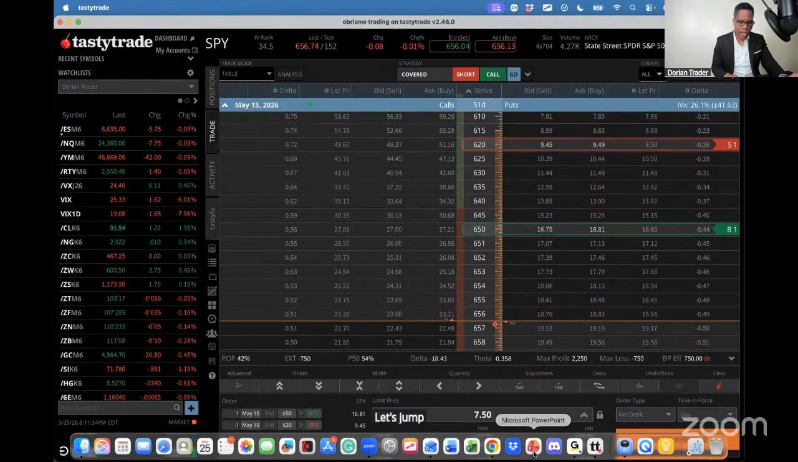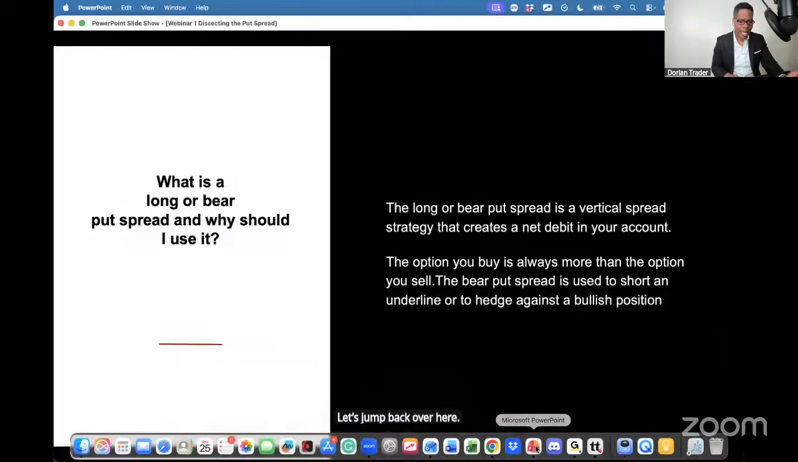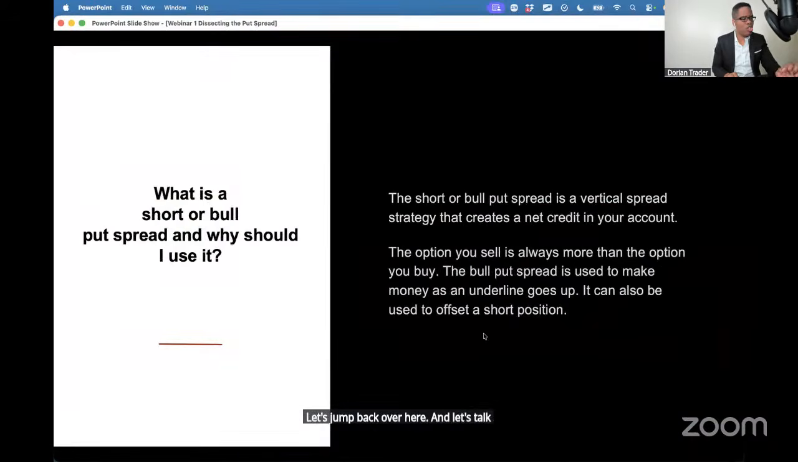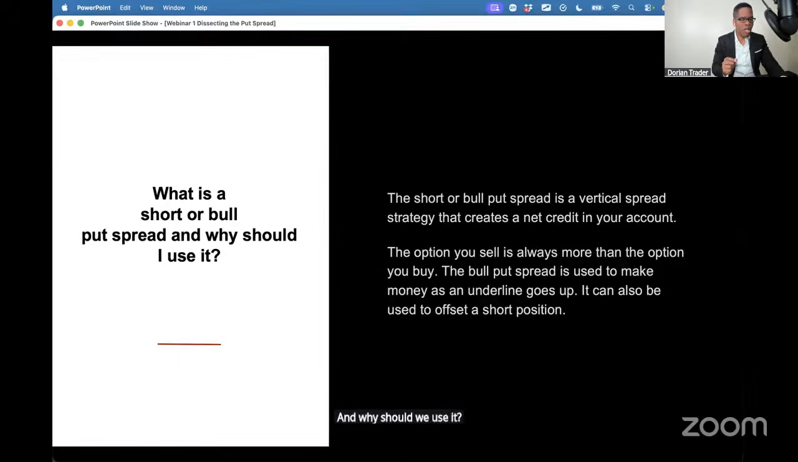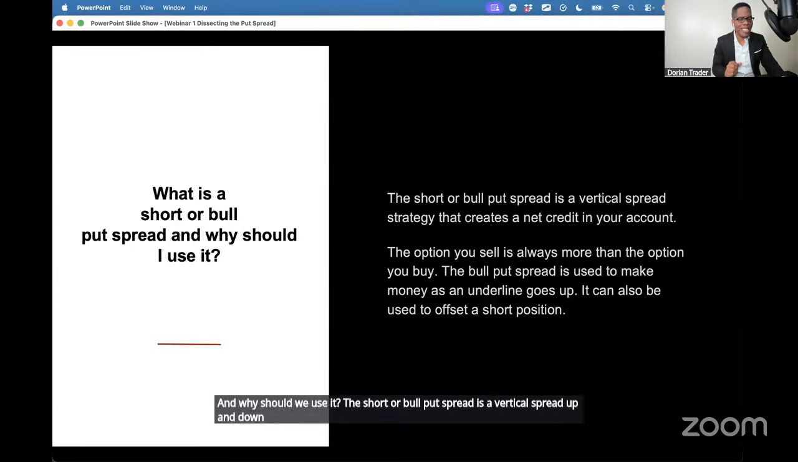Let's jump back over here and let's talk about what is a short. When you short, it's like selling it. What's a short or bull put spread, and why should we use it? The short or bull put spread is a vertical spread, up and down strategy, that creates a net credit in your account. So monies are coming into your account.